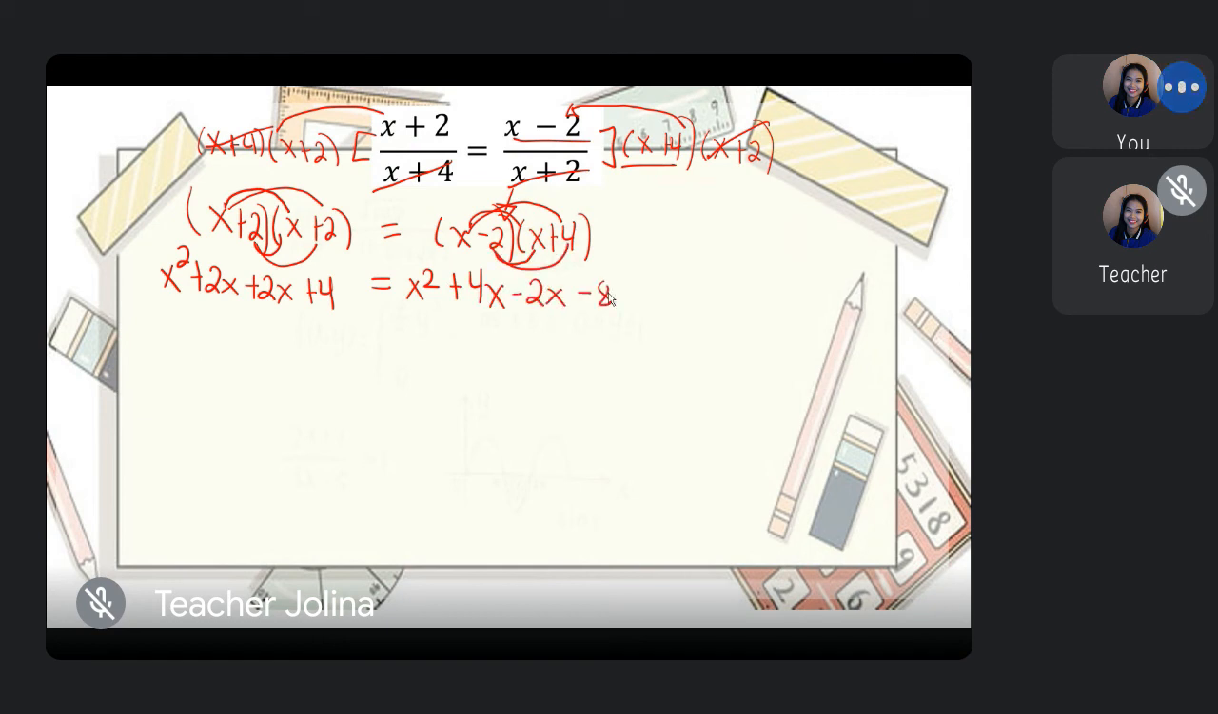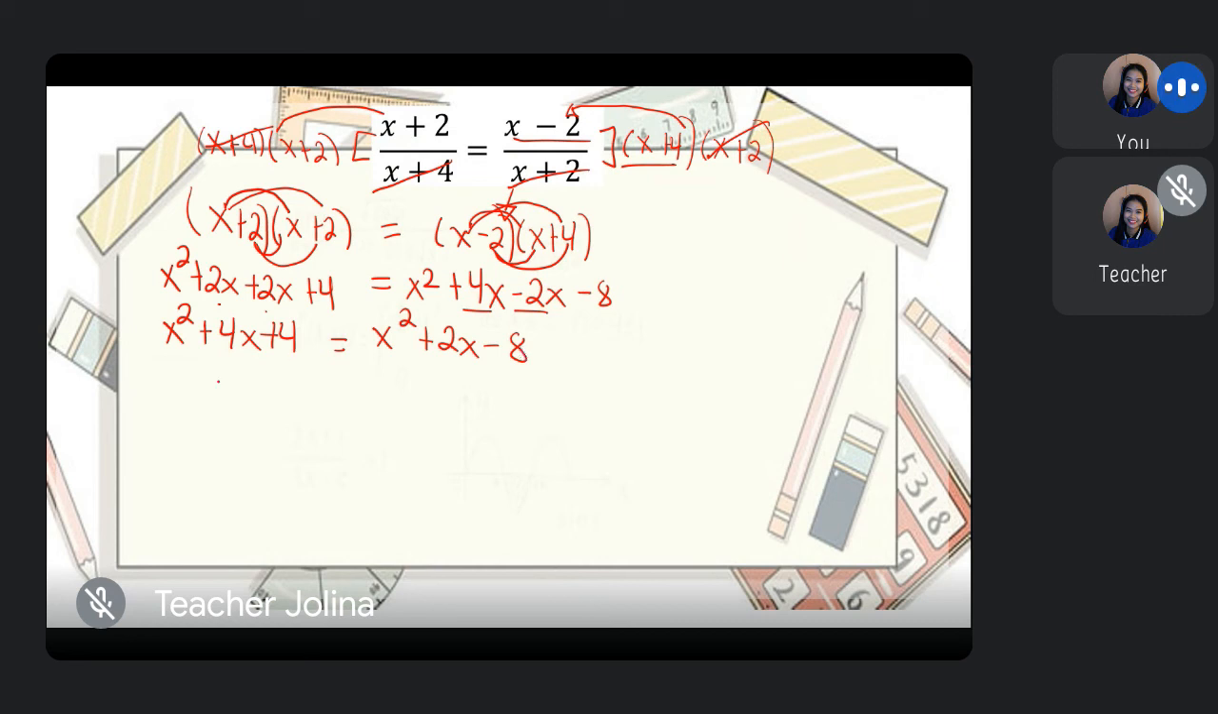So, kung meron kayong pwedeng i-combine, pwede nyo naman na i-combine. We have x squared, 2x plus 2x is positive 4x plus 4 equals x squared, 4x minus 2x is positive 2x minus 8. Okay? And then remember, always make sure na lahat ng mga variable x or literal coefficient na x, nasa may left side siya nakalagay. And then lahat ng constant, di ba? Yung mga walang variable, lipat natin sa may right side.